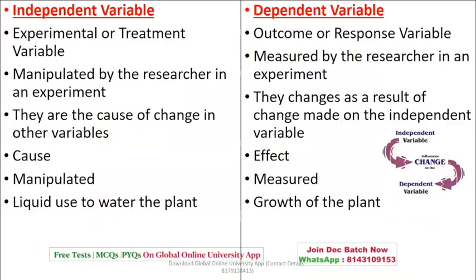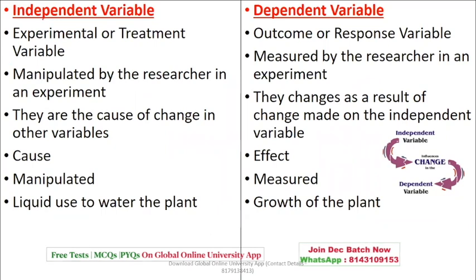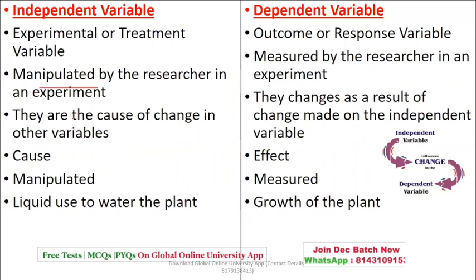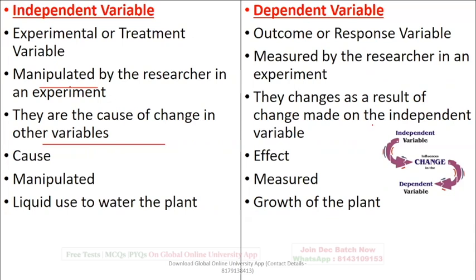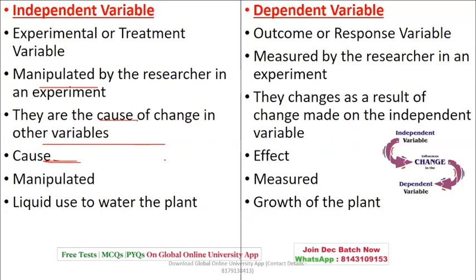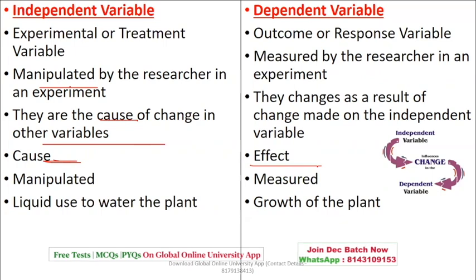Then the next concept you have is independent and dependent variable. So when we talk about experimental or treatment variable, it is called independent. But at the same time, when we talk about outcome variable, it is called dependent. Independent variable is the one which can be manipulated. Independent variable can cause a change in the other variables. They can change as a result of change made on the independent. So this is a cause. Independent variable is a cause. Dependent variable becomes an effect. Independent variable is manipulated. Dependent variable is measured.